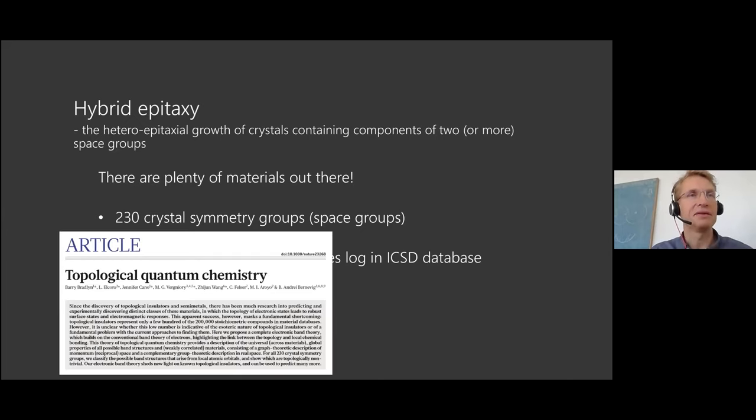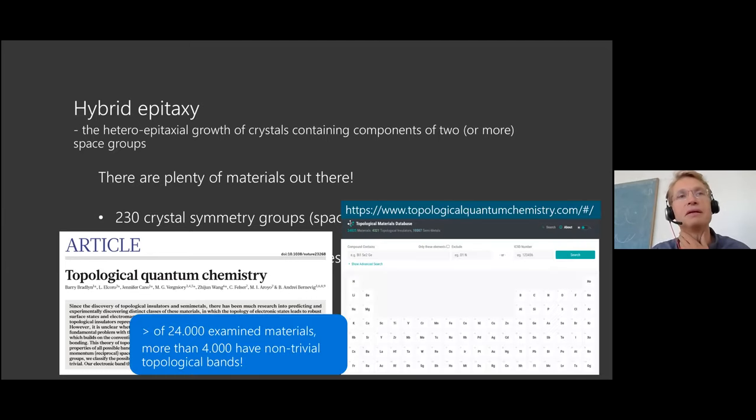Another thing I also want to highlight is this paper from a couple of years ago where they took these crystal structures from the databases and calculated their electronic band structure. And they found that of at least the 24,000 first examined materials, more than 4,000 of these have non-trivial topological bands. So there's really a lot of possibilities out there. Of course, it's very difficult to realize them. It depends on so many things.